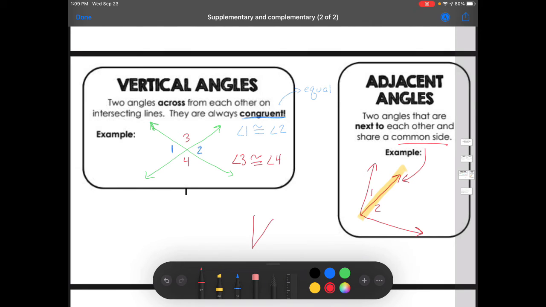So angles like this one, if I do this, 1 and 2 here, they're not adjacent because they don't share a side. You got this gap in the middle. So 1 and 2 are not adjacent. They have to share that side there.